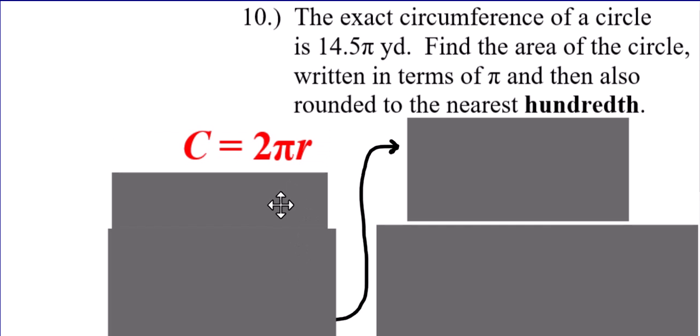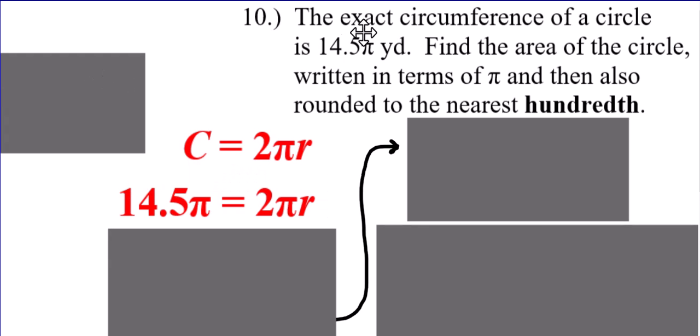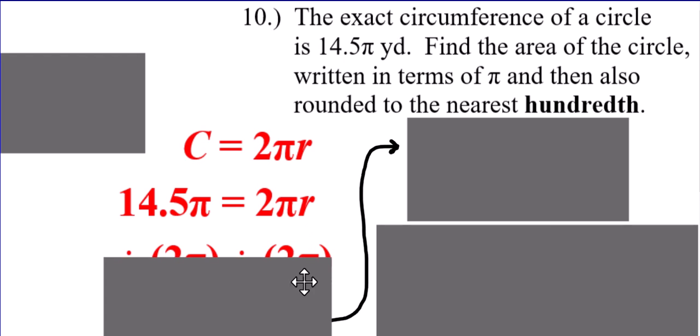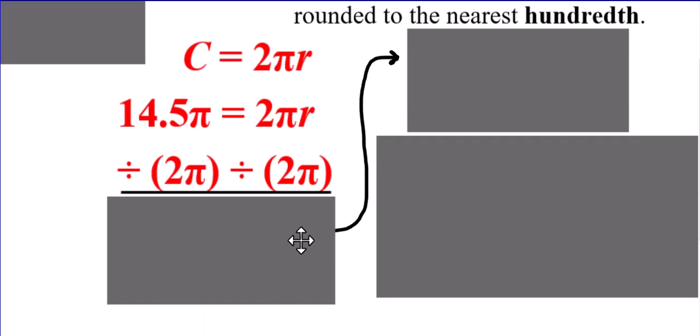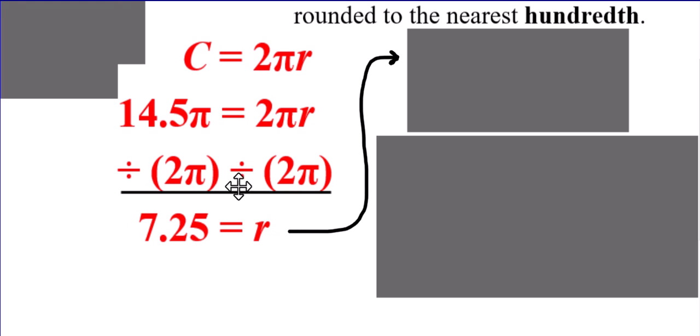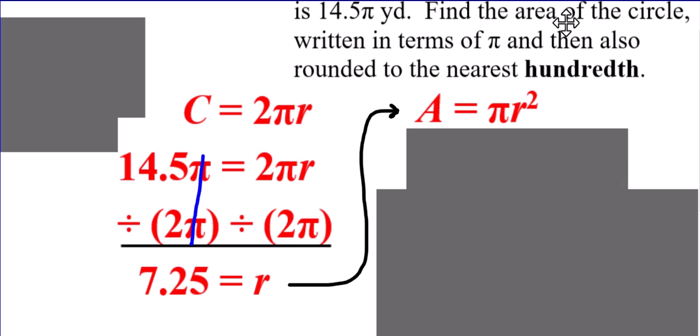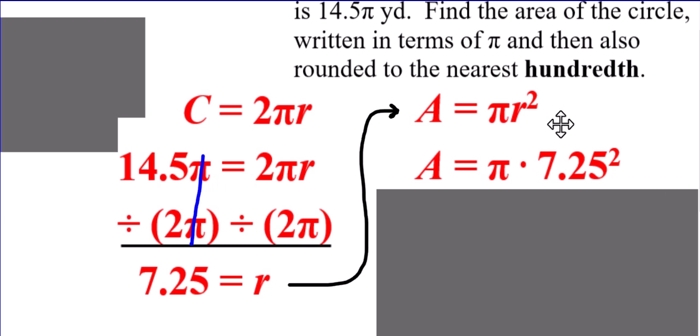All right, did you start by using the circumference formula, substituting in 14.5 pi for the C, 2 pi r? We're going to have to divide by 2 pi to get the radius. And now that we got the radius of 7.25, and this was another problem where pi divided out pi, that was kind of cool, we can now finally do what the problem wanted me to do. Find the area of the circle. So boom, here's the area formula. Let's substitute 7.25 in for the r.